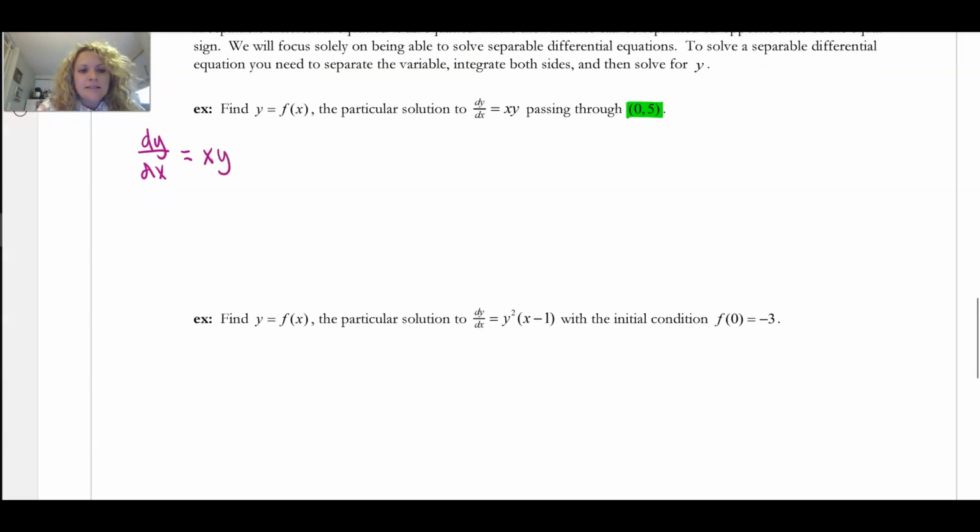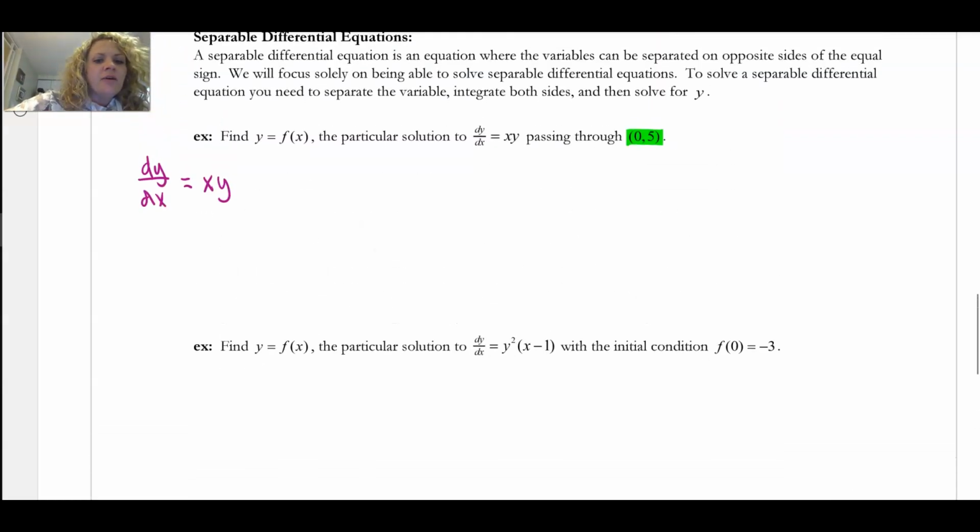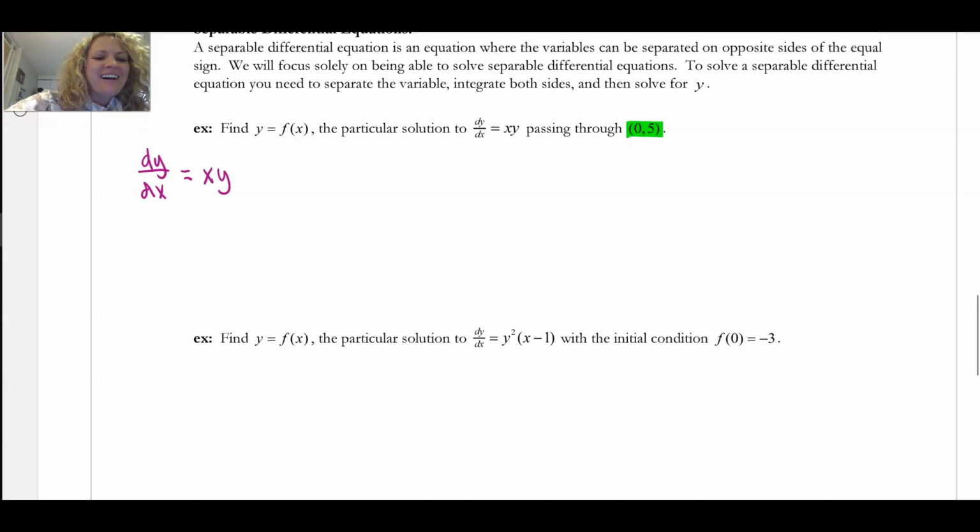All right, and again, we want to move that dx over to the other side, and we can do that with multiplication. So when we multiply both sides by dx, we're left with dy equals x times y times dx.